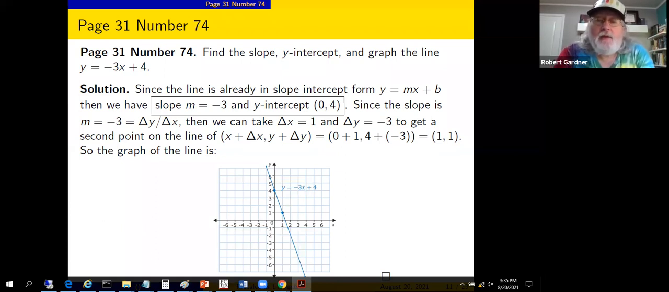And we've got 2 points. We've got 2 points, we can find the line. That's all it takes to find a line. So the line must look something like this.